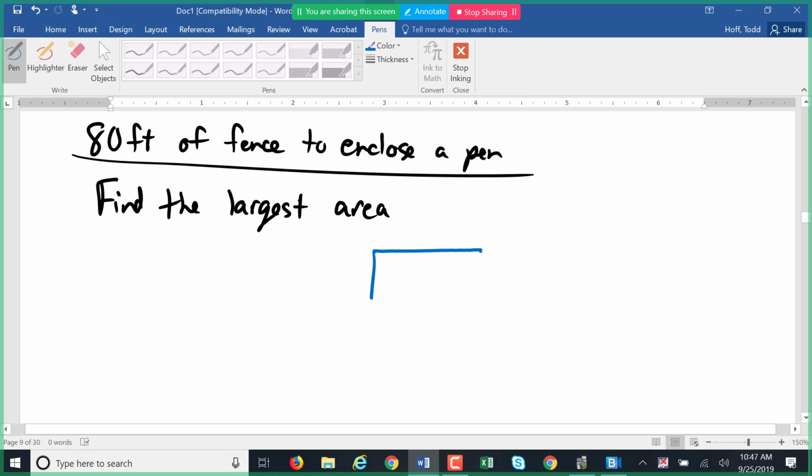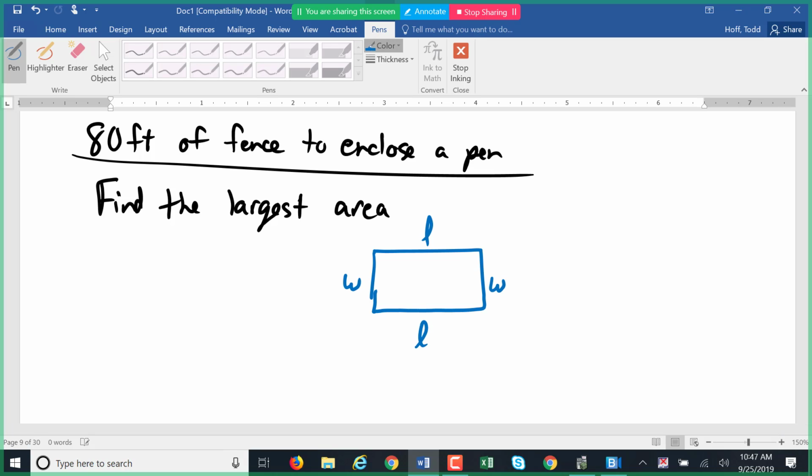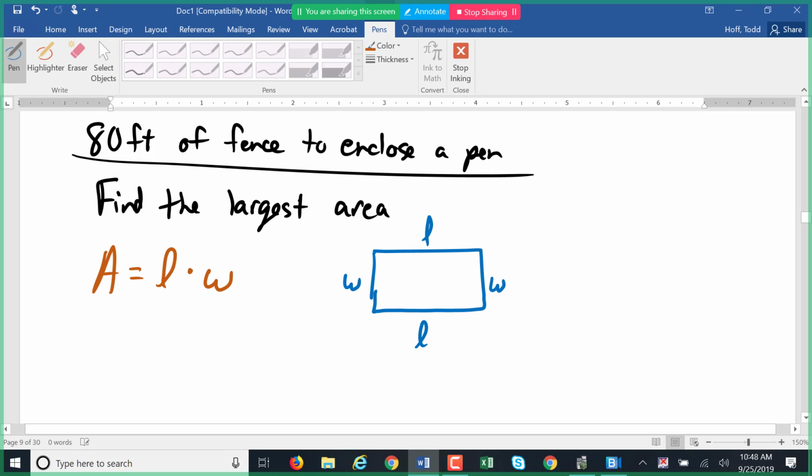So in a fence, we're going to have a length and a width, right? Of course, there's going to be two of them. This will be the length and this is going to be the width. The area is length times width.